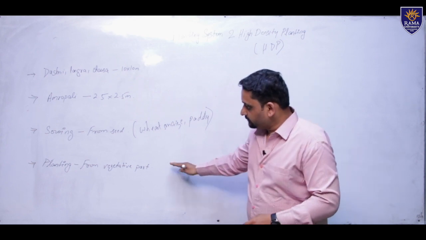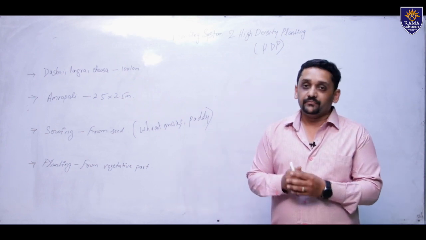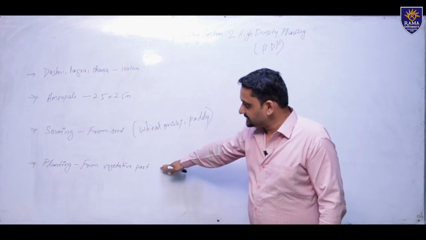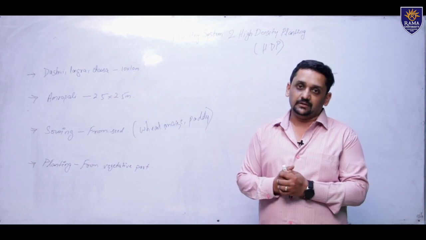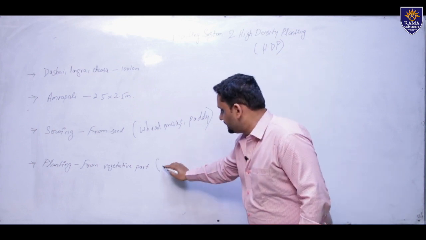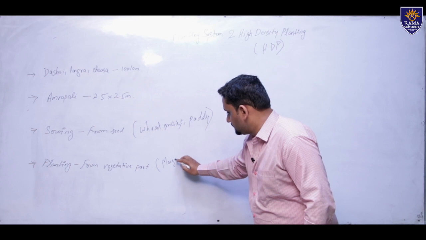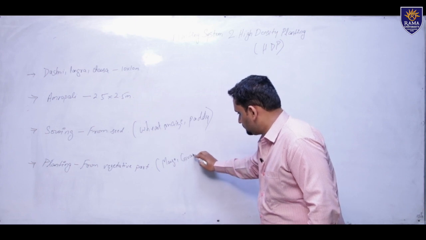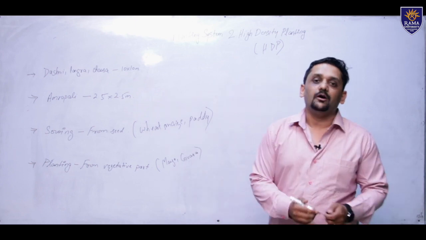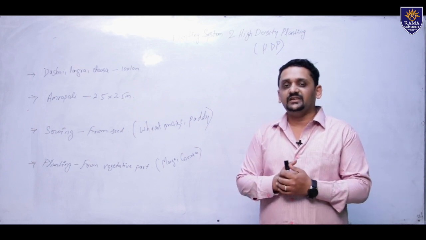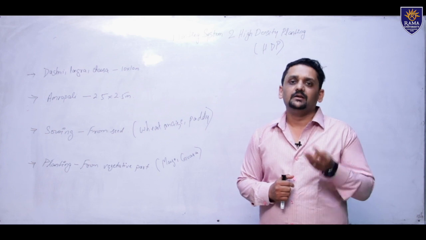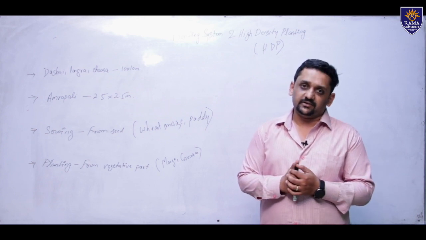And the second one is planting. Planting is what we adopt from the vegetative part of the plant, for example in mango, in guava or in any of the fruits. We are cultivating the plants with the help of the vegetative parts of the plants like branches, stem, roots, etc.